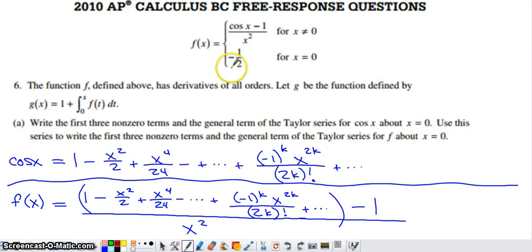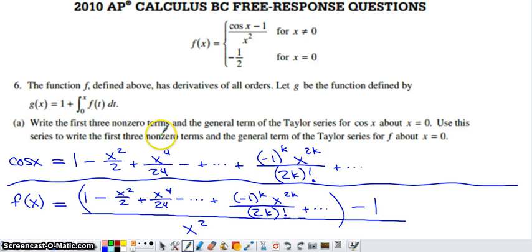So in this video we'll check out problem number 6 from the 2010 BC free response set. This is a non-calculator question that involves series. What they give us here is this function f of x defined for us up above, and then it tells us that that function has derivatives of all orders, and then they give us this new function g that's dependent on f.